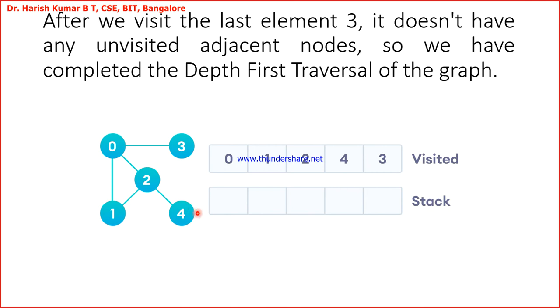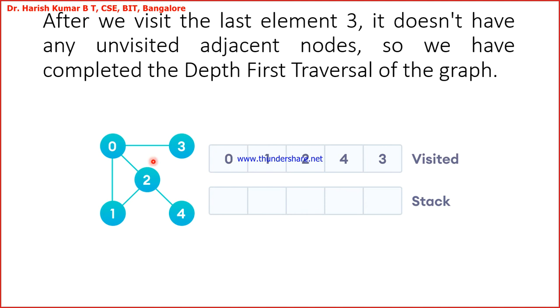Okay. Now after visiting 4, 3 will come to the top, and for 3 I again check for the adjacent nodes. 0 is the only adjacent node, and that is already visited. I simply go for popping this 3 and adding it to the visited. Now this is the depth first traversal of the graph.